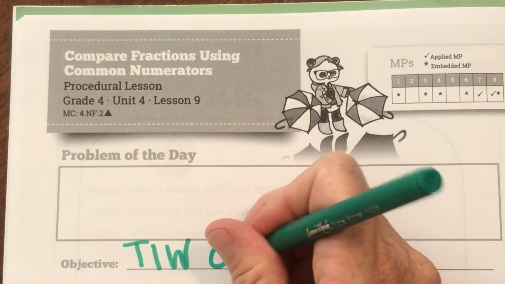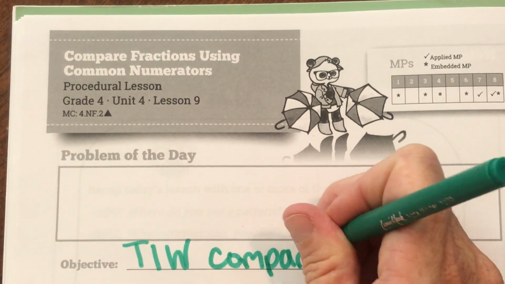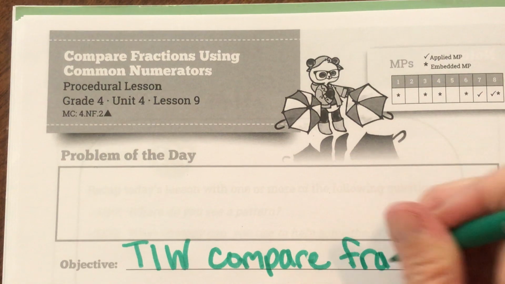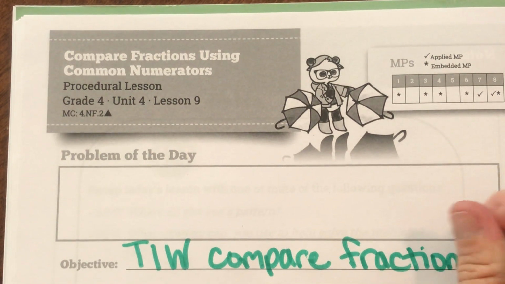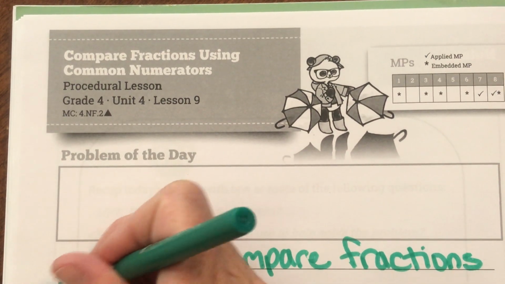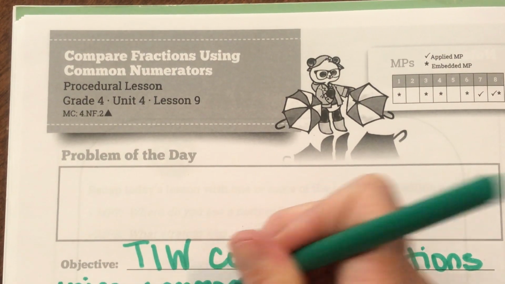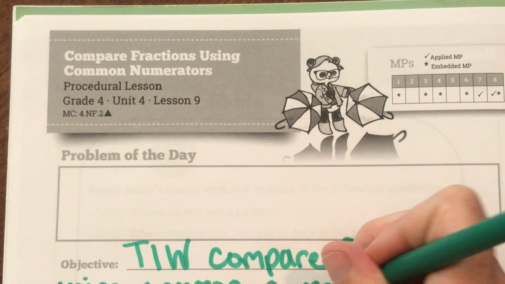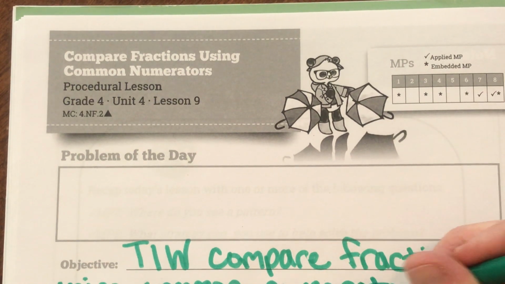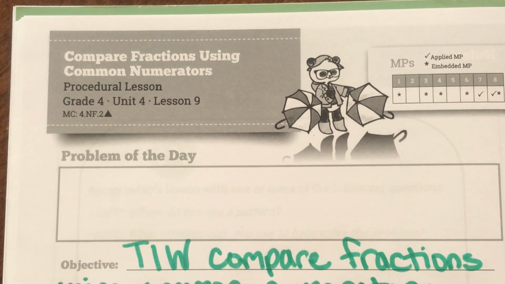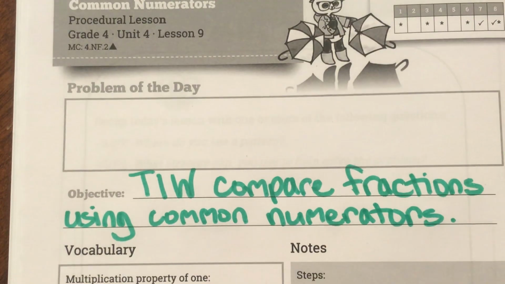Today we are on page 51 of your student journal, and our objective for the day is: I will compare fractions using common numerators. Period. So let me scoot that up for you.